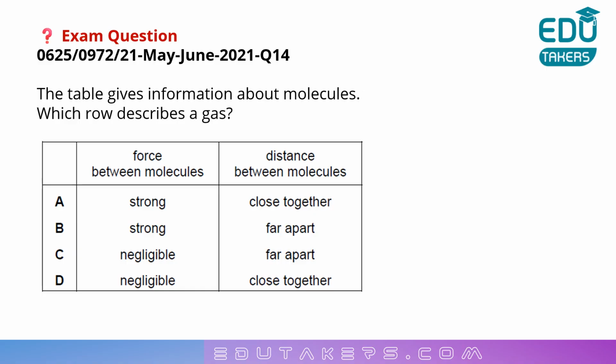Look at an exam question about gas. The table gives information about molecules. Which row describes a gas? Try to figure out the correct answer. In the gaseous state, molecules are widely separated from each other compared to solids and liquids, and the intermolecular forces are minimal or negligible. This allows gas molecules to move freely and occupy the entire volume of their container. So, the correct row that describes a gas is row C. Force between molecules: negligible. Distance between molecules: far apart.